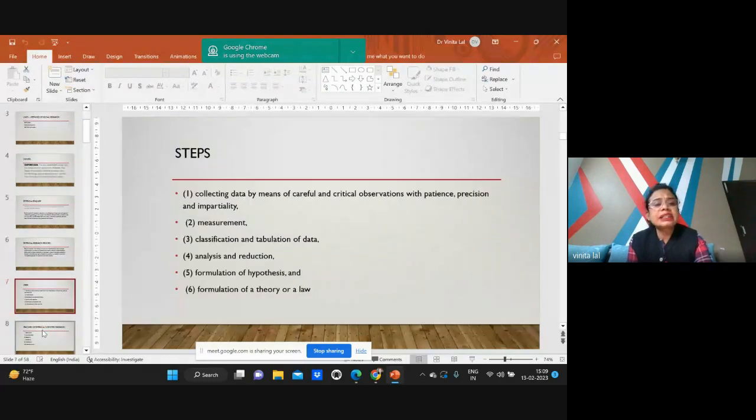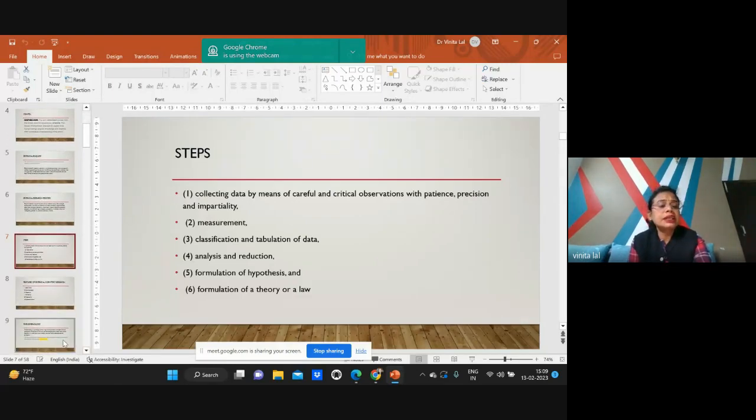Now these are the steps for the empirical method: collecting data by means of careful and critical observations, then measurement, and classify your data and tabulate your data, analyze and reduce, then you have to make formulation of hypothesis, then you formulate the theory and laws.